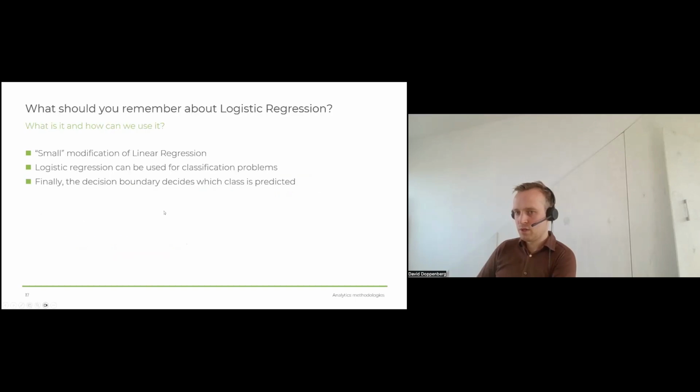You need to use this so-called decision boundary to actually get the label that we predict.